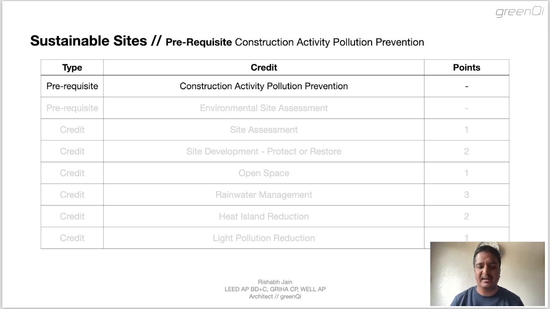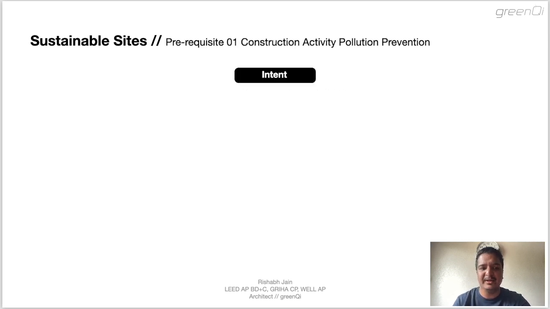The first item under this category is construction activity pollution prevention. This is a prerequisite, or you can say a required credit. The project must comply with it in order to get LEED certification. No points are awarded for this. It's like the mandatory question in your question paper that you have to attempt.